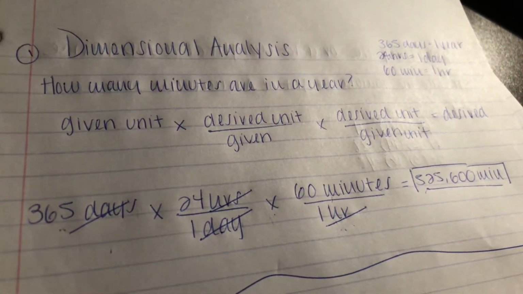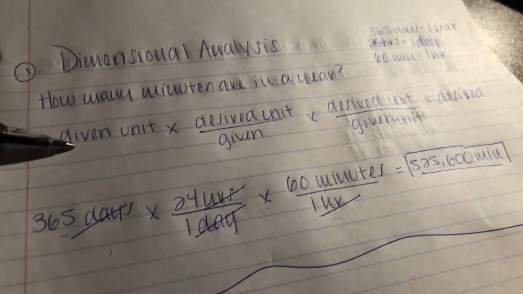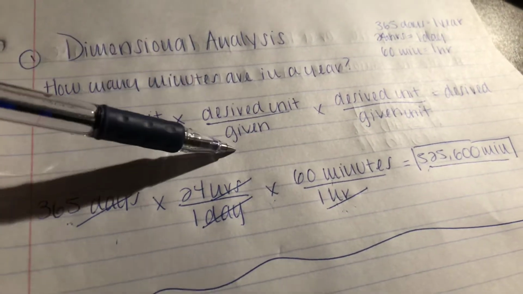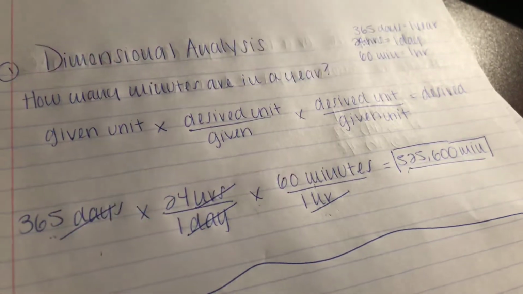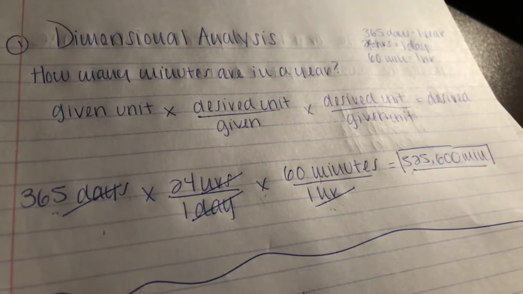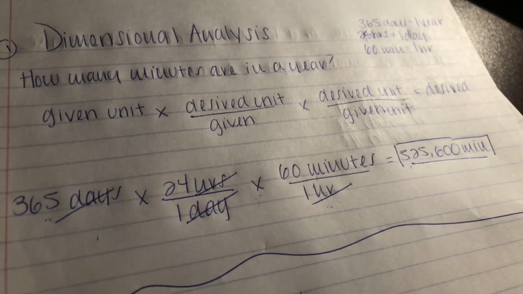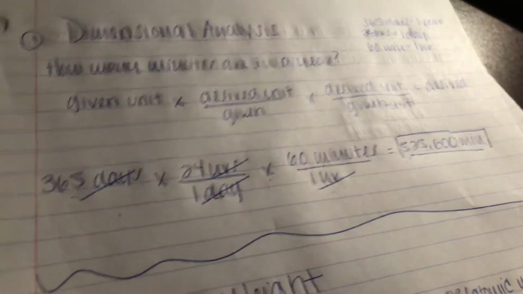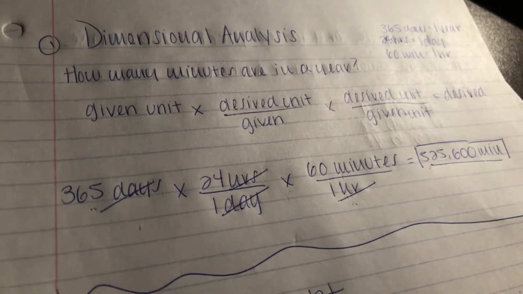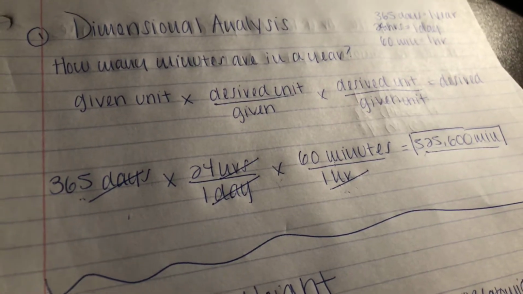minutes in 1 hour. It's also important to use this formula: given unit times desired unit over given unit will give us our desired. Now, depending on how many conversion factors you're going to have to use will determine how long this formula would be. For this problem, it's not just one, but we're going to do two, which is going to give us our answer. So we know that there are 365 days in a year, so that's going to be our given.